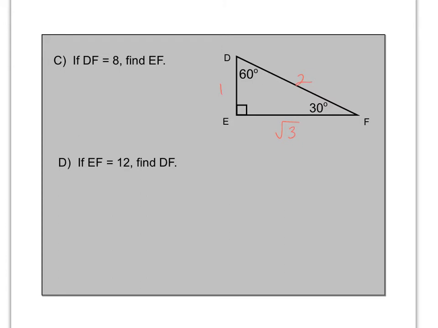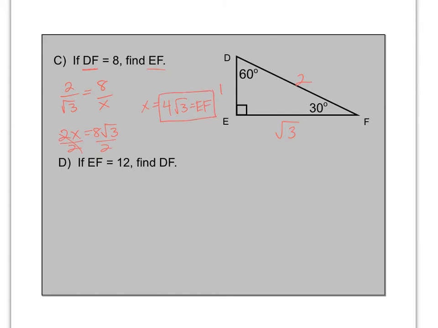So if you put on the 1, the 2, and the root 3 like this, you should be good. Now we're finding the ratio of DF to EF. So DF is 2, EF is root 3. And we know DF is 8, and we don't know EF, so we'll call that x. Cross multiply. You get 2x equals 8 root 3. We're trying to solve for x, so divide by 2. And then x equals 4 root 3, because we can divide 8 by 2, and so that is EF.